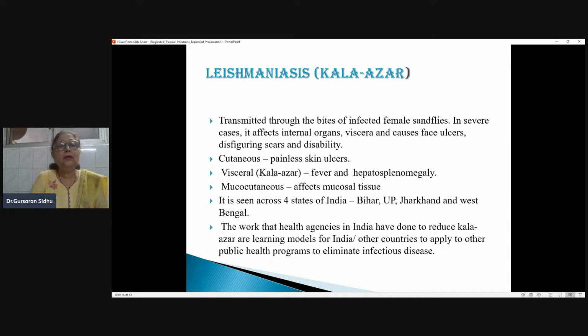Well, leishmaniasis, most favorably called Kala-Azar, can be caused by the bites of infected female sandflies, and in severe cases, it affects all the internal organs, the viscera. The patient gets face ulcers, discoloration of the skin and face, scars, painless skin ulcers. The patient is of dark complexion with fever and hepatosplenomegaly, and it affects the mucosal tissue. Isolated cases probably are still seen in Bihar, UP, Jharkhand, and West Bengal.